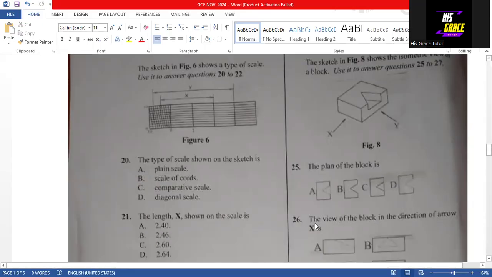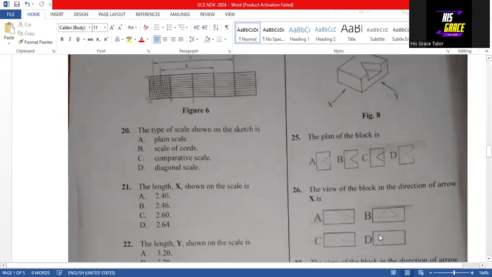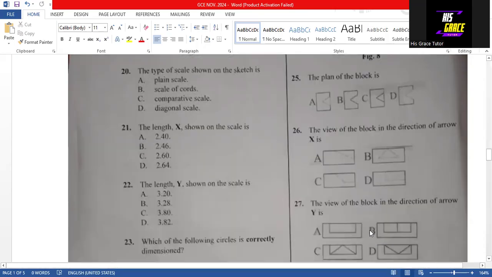Then question 26 says that the view of the block in the direction of arrow X will give us option D as the view in that direction. Then question 27 says that the view of the block in the direction of arrow Y gives us option B as the answer to that question.